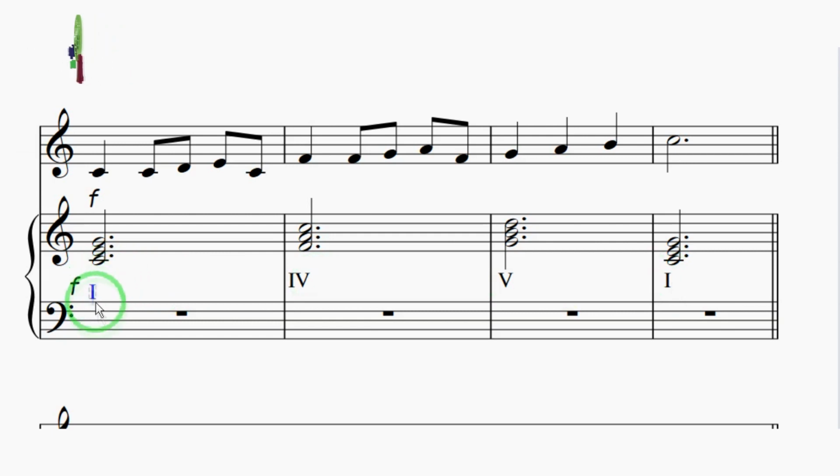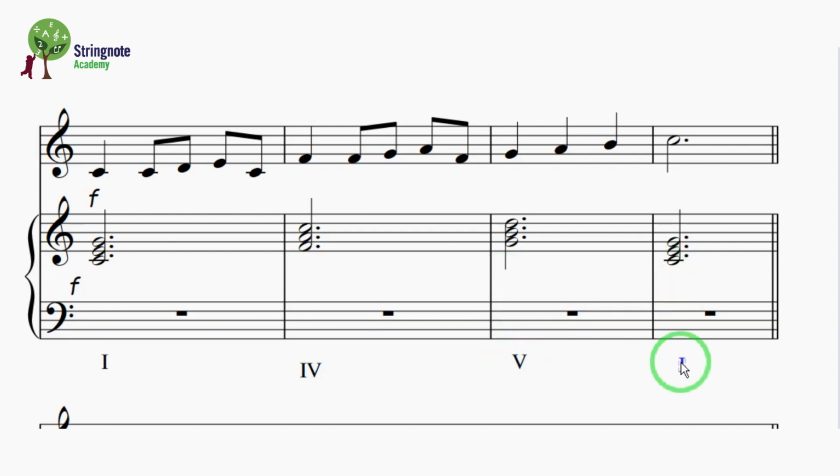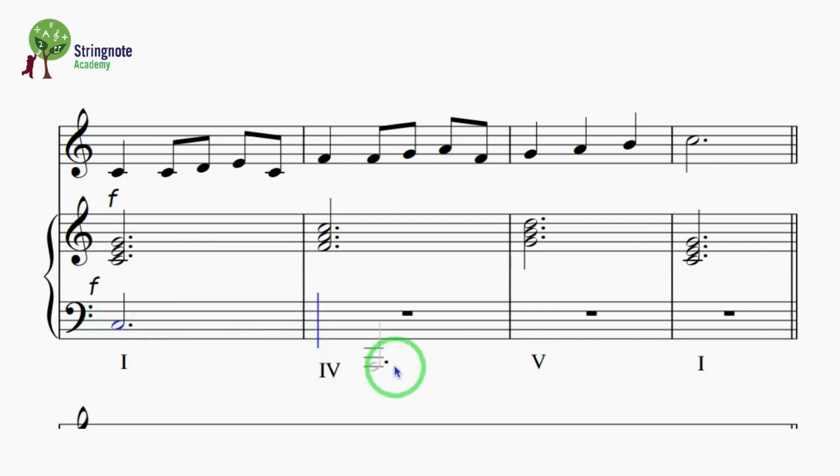Now I'm going to put this down here, and I'm going to add a bass to it. To do that, I'm going to choose the main note of each chord, and I'm going to put it in the bass. The main note here is C, so I'm going to put a C in the bass here, and here the main note is an F.